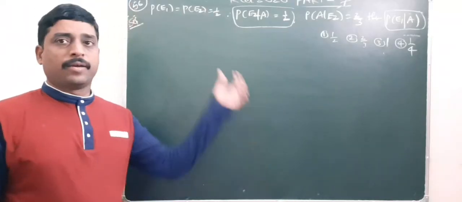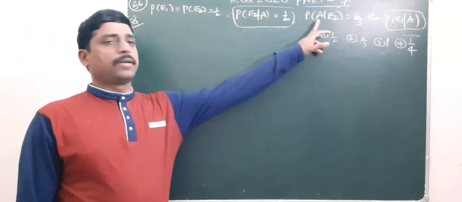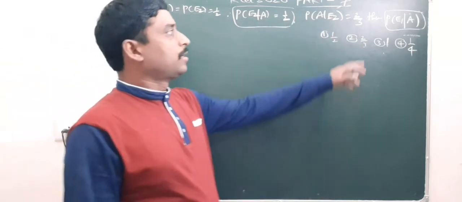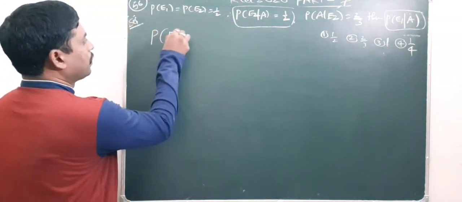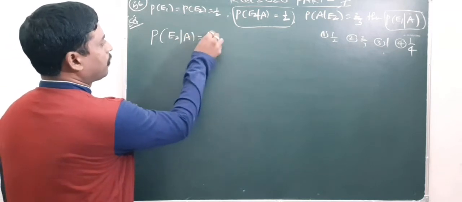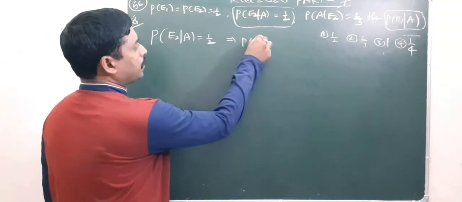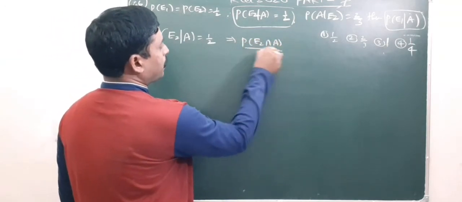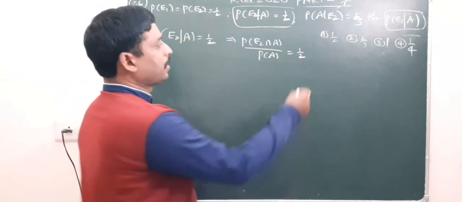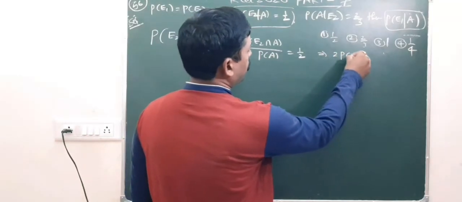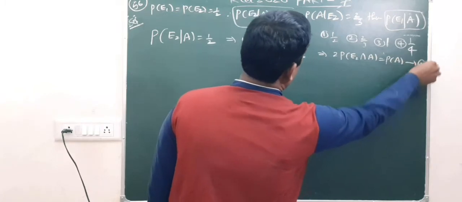Question number 56. P of E1, P of E2 value is given, and P of E2 by A value 1 by 2, P of A by E2 value 2 by 3 given. Then we have to find P of E1 by A. So probability of E2 by A equal to 1 by 2. By using conditional probability, this will be P of E2 intersection A by P of A. This is equal to 1 by 2. Let us do cross product. Therefore 2 times P of E2 intersection A is equal to P of A. So this is equation 1.